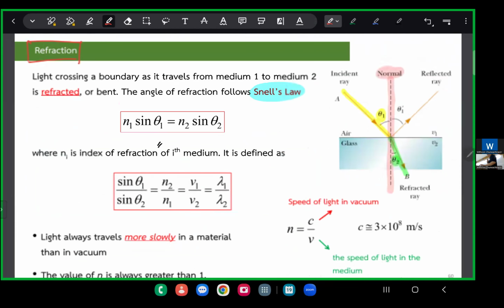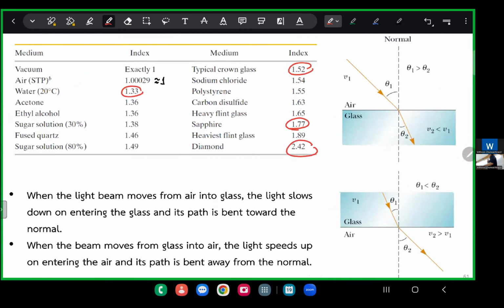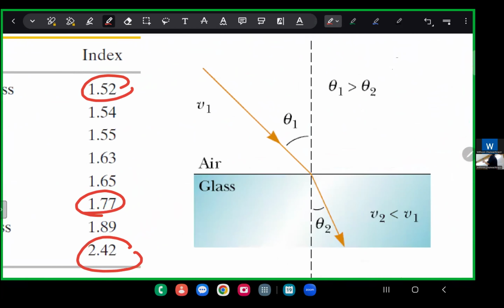All right, let's take a look at what kind of questions can show up. But no matter what the questions are, you will end up with one of these two. You have no choice. Look at the first one. You're going from air to glass.